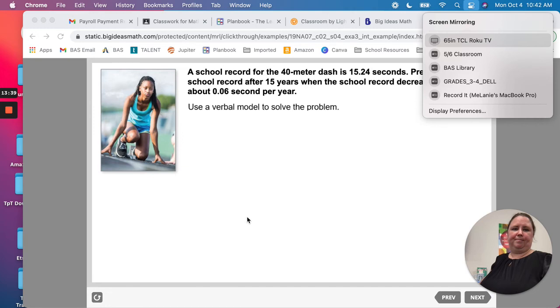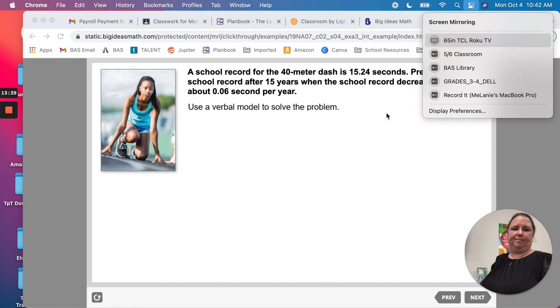All right, so now we're going to create a verbal model to solve this. The school record after 15 years is what we're trying to solve, yes? We're going to take this current school record, and what are we going to do to it? Decrease it by the number of years times the average change. Very good. So let's plug in our numbers.